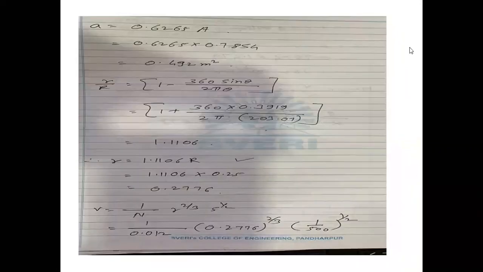So the final answer for small a is equal to 0.492 square meters. Is your answer similar to my answer? Is your answer similar to my answer? If not, let me know. Either I have to correct or you have to correct, please.